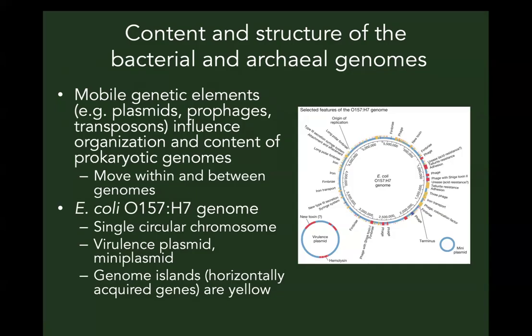Here's an example of the E. coli genome, one of the strains of E. coli. And obviously it's a circular chromosome. But within the E. coli, it not only has this big old circular chromosome, it has a couple of really important plasmids. So it has a specific plasmid called the virulence plasmid. So if it has this, it becomes a virulent strain of E. coli. Without it, not virulent.